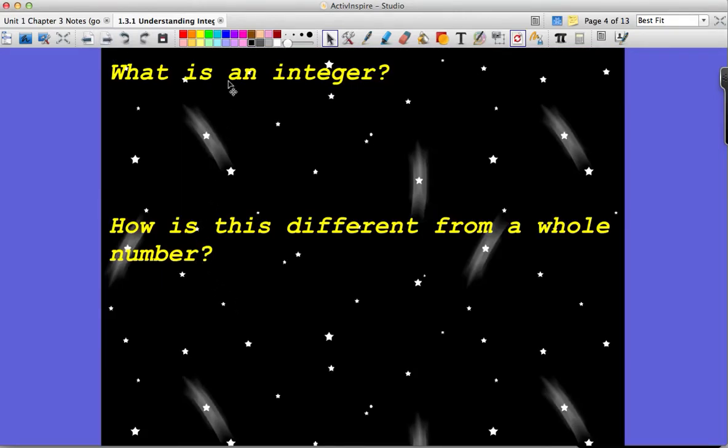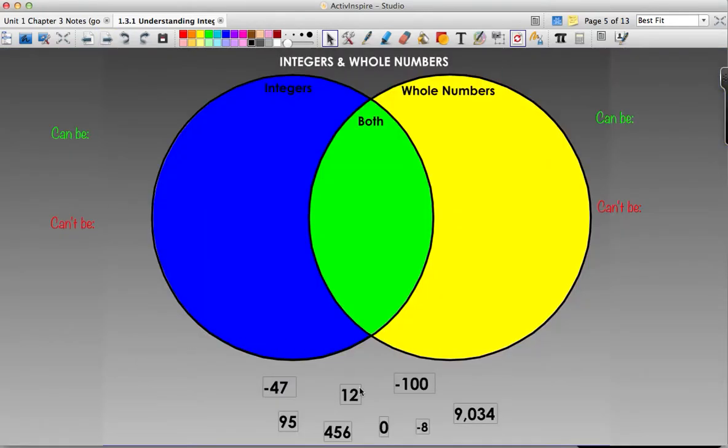Right, so we talked about what is an integer and what makes it different from a whole number. So if we look at integers and whole numbers, I want you to take a minute, think about what you know about integers and whole numbers, pause, and place these numbers down here in the Venn diagram where you think they should go. When you come back, we'll go over your answer.